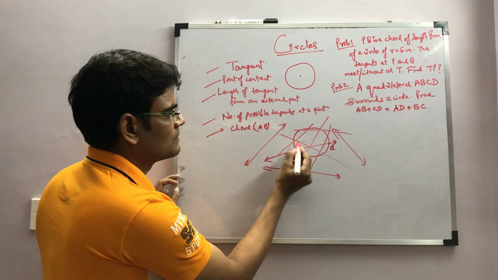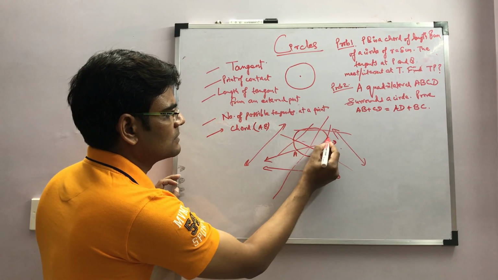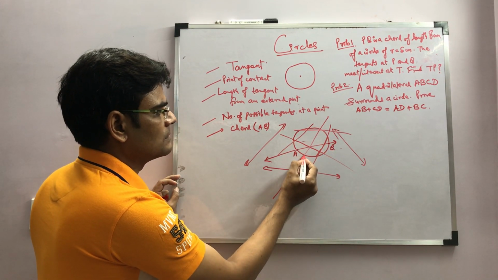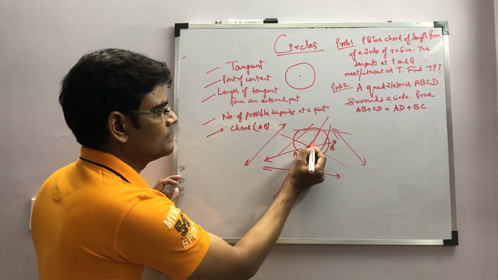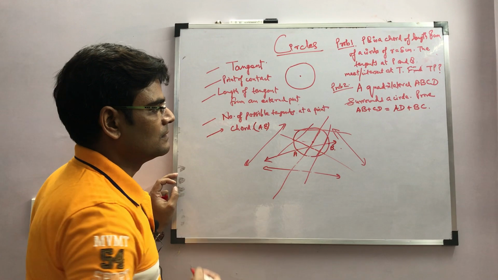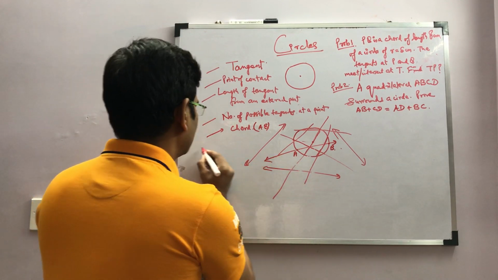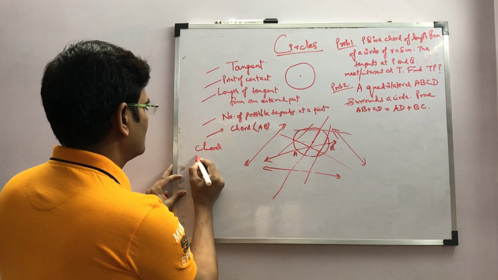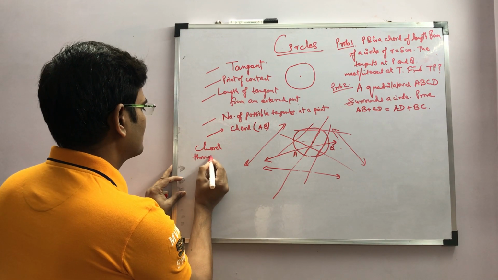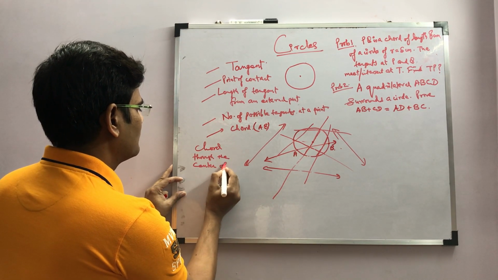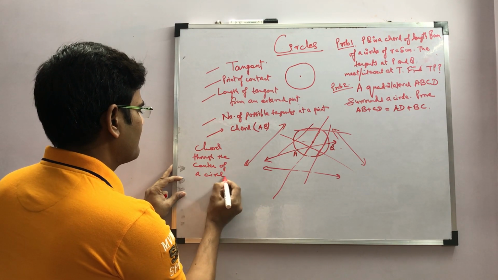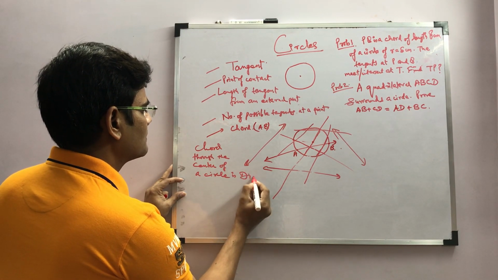This is a chord. This is a chord. This is a chord. These are all chords. And one of them passes through the center, that is called the diameter. A chord through the center of a circle is the diameter of the circle.